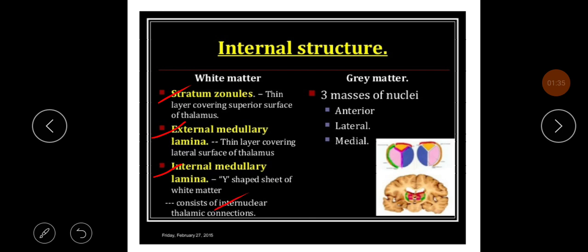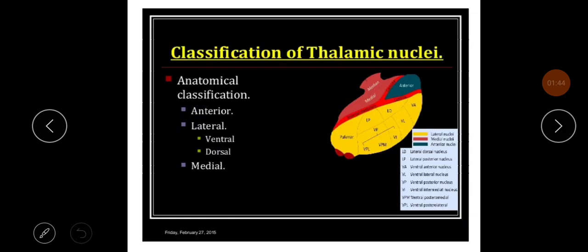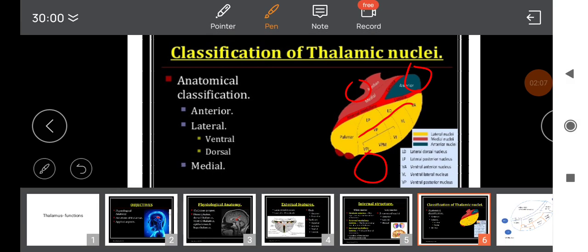And the gray matter is divided into three important masses of nuclei: anterior, lateral, and medial. So this is the anatomical division of the thalamic nuclei. This is the anterior part, this is the medial part, and this is the lateral part. The lateral part again has been divided into two parts: the ventral and the dorsal. So this is the ventral part and this is the dorsal part.